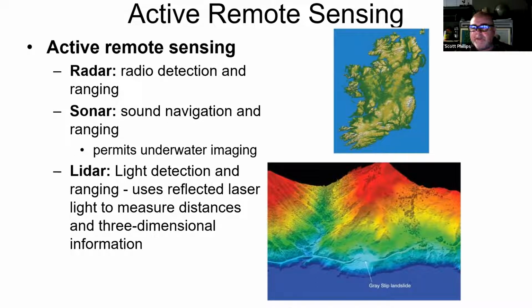There's radar, which uses very long wavelength radio waves. Sonar, which uses sound for measuring underneath water. And then also LiDAR, that we might be more familiar with, which stands for light detection and ranging, which uses laser light that's beamed into an environment and records the pulses of light coming back.